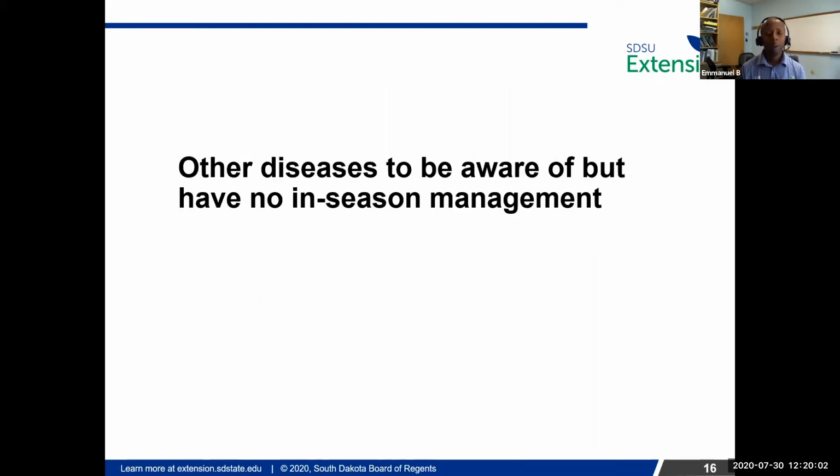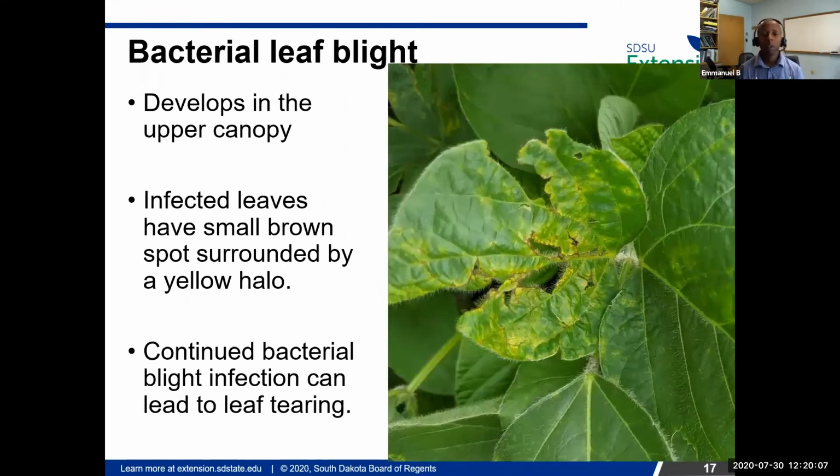So other diseases in soybeans to be aware of as you scout. We have bacterial leaf blight that is pretty common. It can look like brown spot, but the way to tell is to look for these tiny little brown spots on the leaves that are surrounded by a yellow halo. So that's really the distinction between bacterial leaf blight and brown spot. Otherwise, it can look pretty much the same.